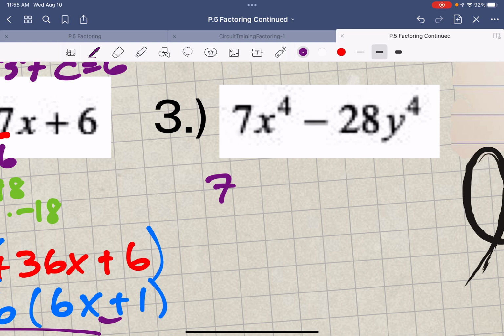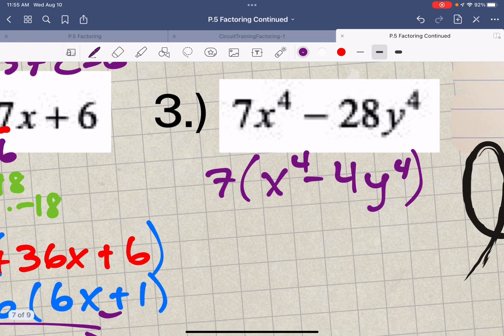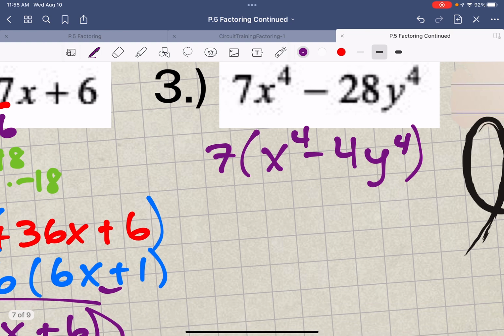People might make a mistake here because both the x and the y have an exponent of 4. However, since they're not both the same letter, I can't take that out as a GCF. So it's actually going to be x to the 4th minus 4y to the 4th. Okay, so I have to double check. Is this all or can I keep going? I'm hoping you're looking at this inside.